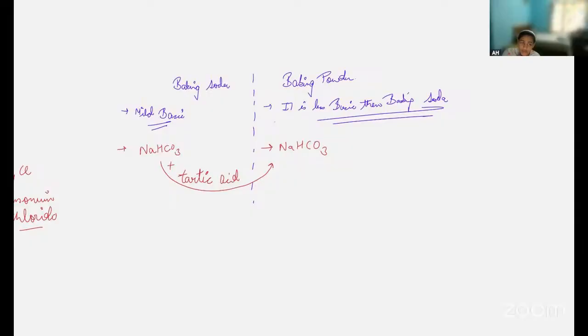Oh, I see. What I mean is that if tartaric acid is added to baking soda, it becomes baking powder. Oh, very good. You're a genius. Got it? Yes or no?